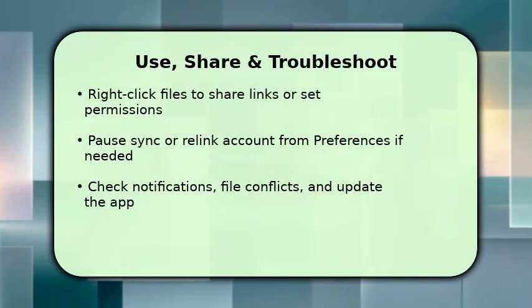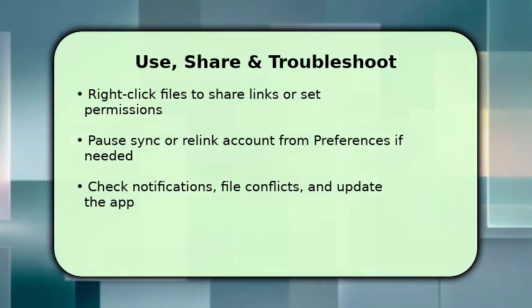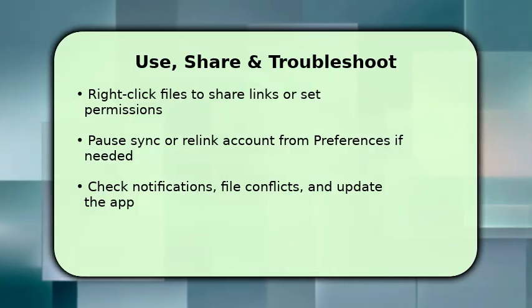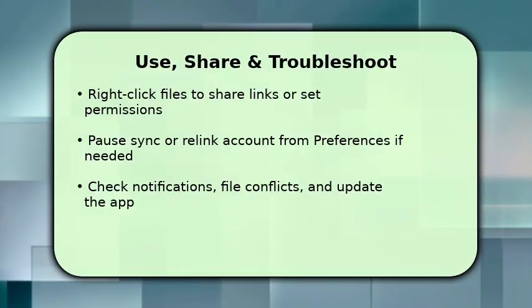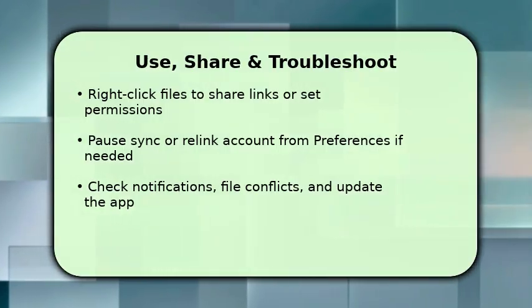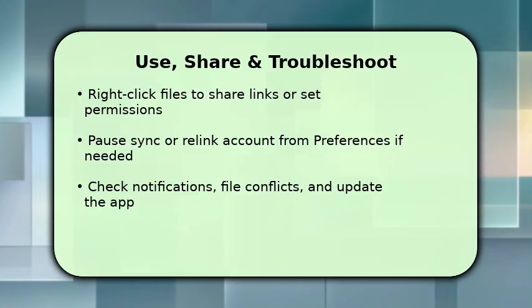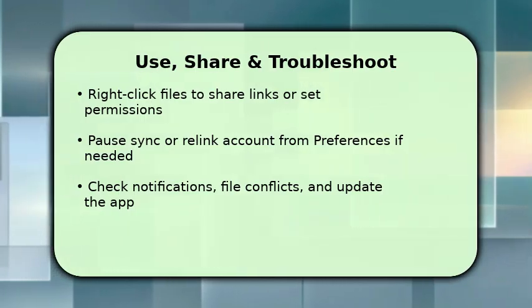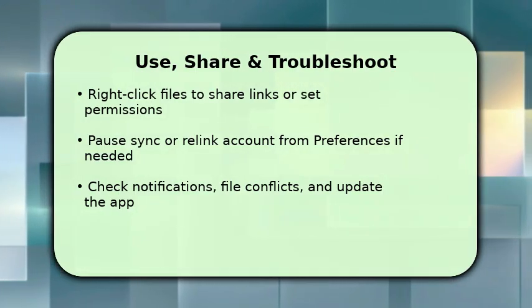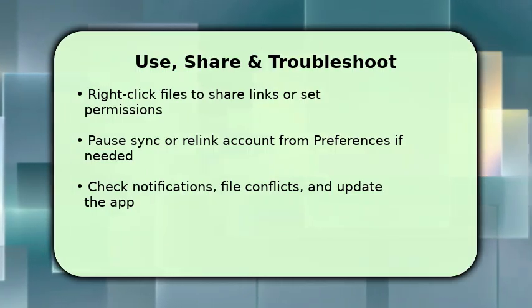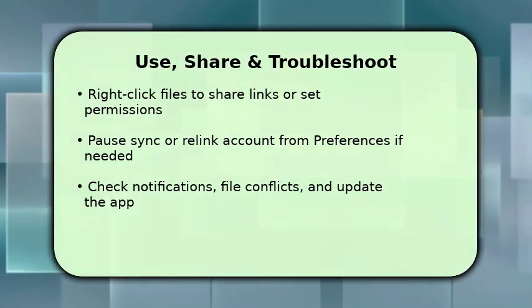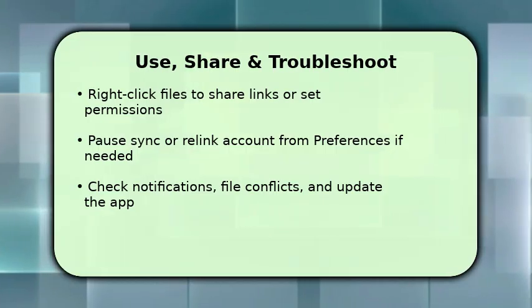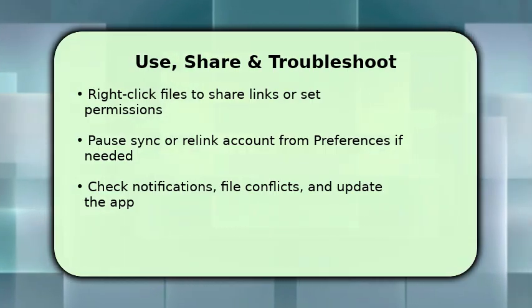Finish by learning daily workflows and a quick fix for issues so you stay productive. You can drag files into the Dropbox folder to sync, then right-click to create share links or manage access permissions. Use View on Dropbox to confirm. If syncing stalls, pause and resume or relink your account from Preferences. That resolves token or auth issues. Make sure the app is updated, examine conflict files and notifications, and restart the client as a reliable final step.